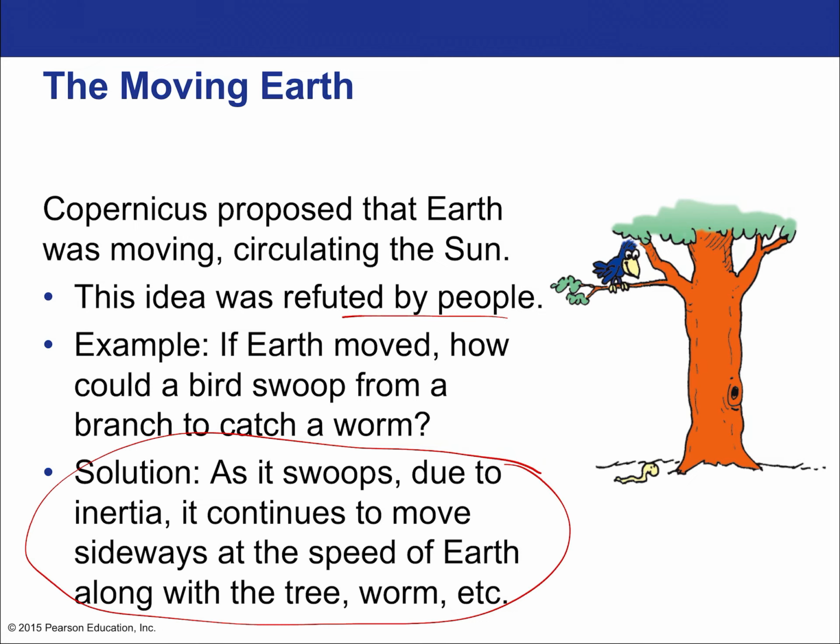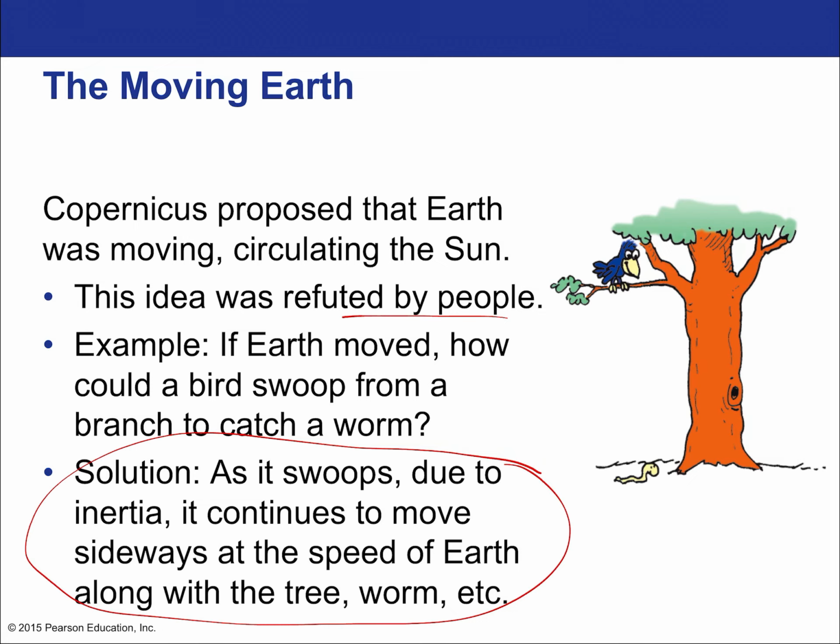But the solution is that as it swoops, due to inertia, a property of matter, it continues to move sideways at the speed of Earth along with the tree. Because there's no other force acting on the bird, the bird is going to continue at whatever speed it was at on the branch. So sure, the tree and the branch are flying through space at high speed, just like Earth itself as it orbits the sun. Thousands of miles an hour. Really, thousands of miles an hour. But when you jump up, you continue at that speed.